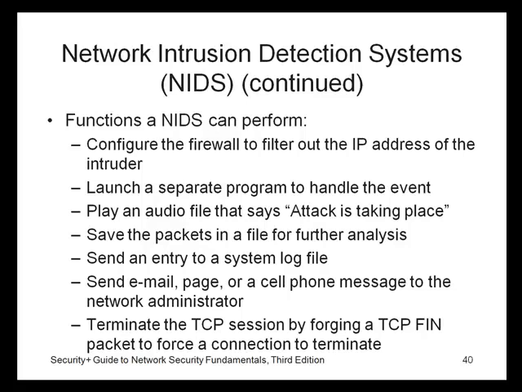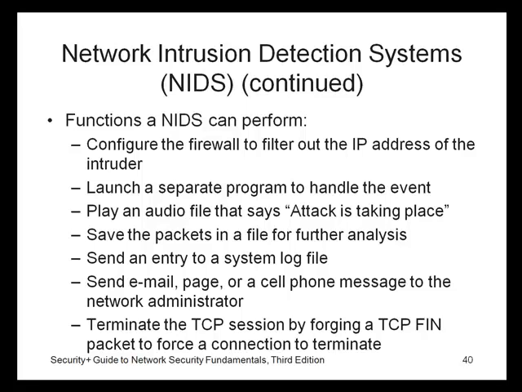What can an intrusion detection system do? Configure a firewall to filter out IP addresses. Again, even though they do detect, they're generally an after-the-fact action, even when they do take action. So an active intrusion detection system can take action against the attack. Launch a separate program. This is the one I like. Play an audio file that says attack in progress. That's what you see in the movies all the time, isn't it? Attack in progress. Well, you can make this thing play the attack in progress for you if you want. The network is being attacked.